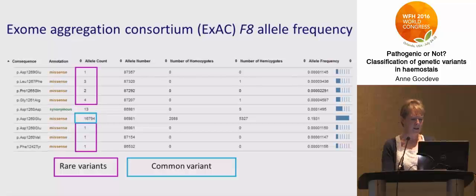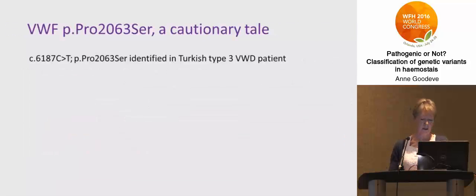So they're rare variants. But in contrast, this one that affects ASP 1260, you can see it's much more common, and this is one of the polymorphic variants that are seen frequently in factor 8. So this is, for many of us, the favourite tool to look at for population frequency.